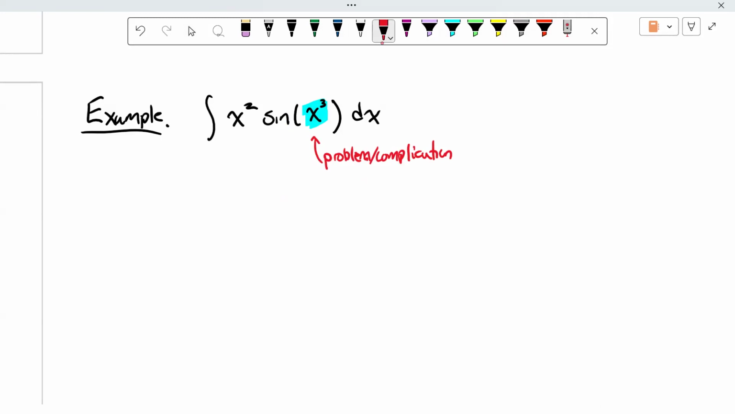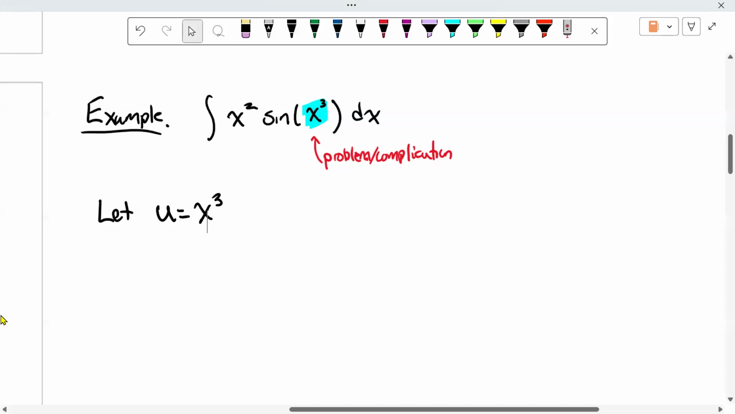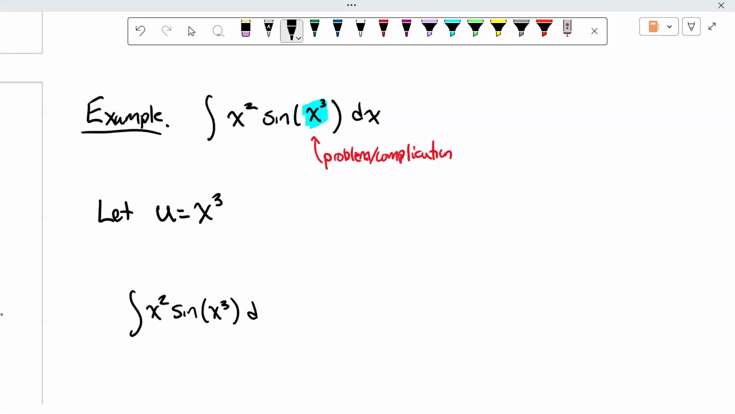So what you do is the following. We are going to let u be x cubed. In other words, we're creating a new variable that we're calling u, and we're going to work with this variable u instead. I'm going to take that integral, x squared sine of x cubed dx, and I'm basically going to replace this sine of x cubed with a u here.